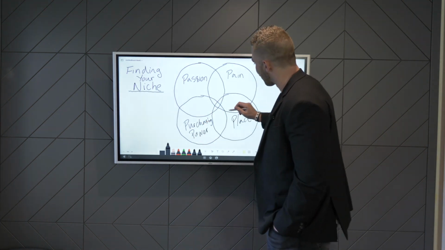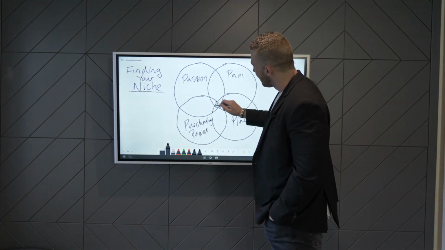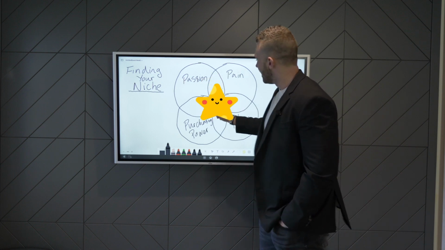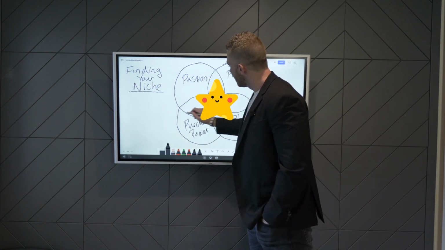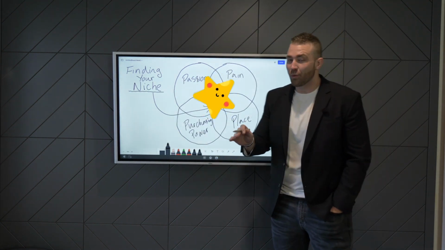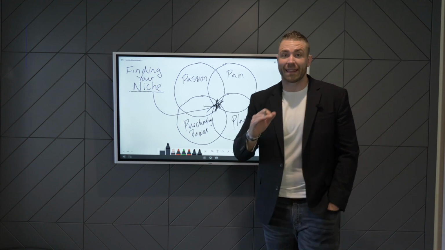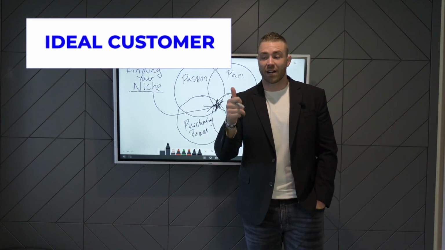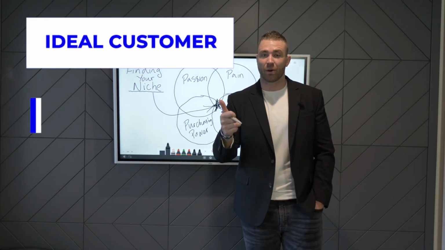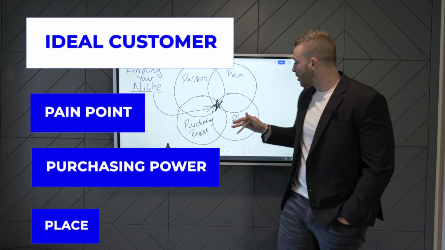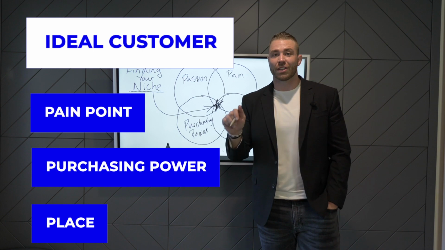Now, if you look right in the middle of all 4 of these circles, we're going to go ahead and give that a nice big star. That is your niche. Where these 4 circles intersect, that is where you should be working. That is the ideal customer avatar, the ideal client that you're going to want to be working with, that has the pain point, that has purchasing power, and that you know where they're at. That is the niche that you need to be working in.